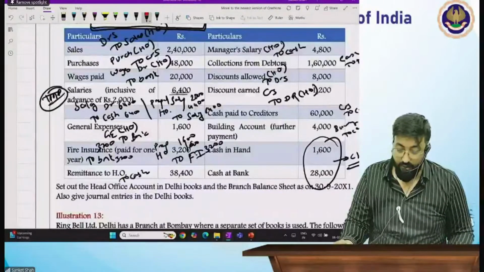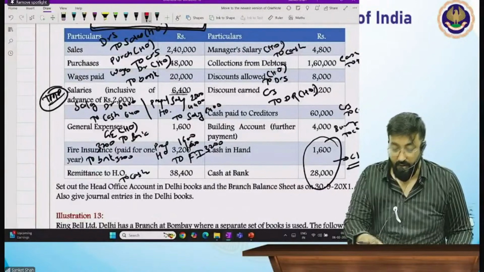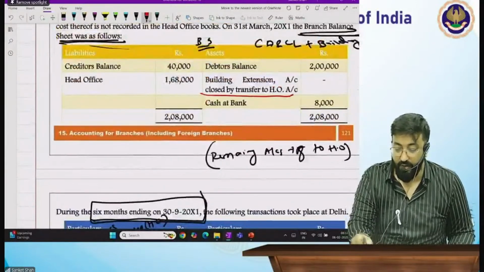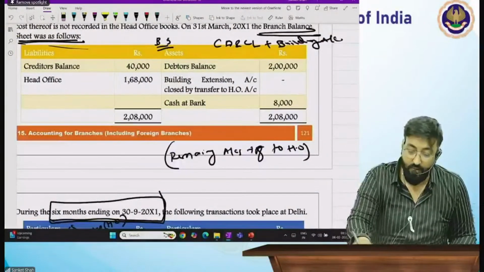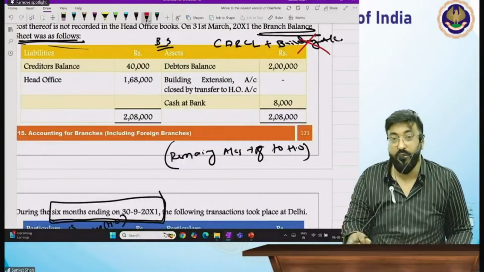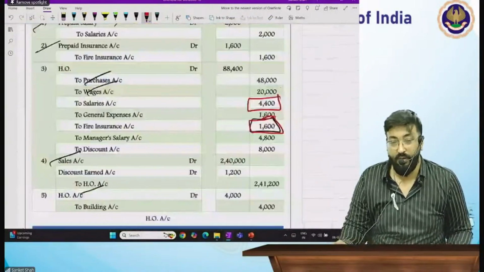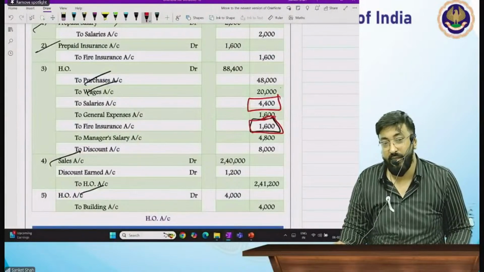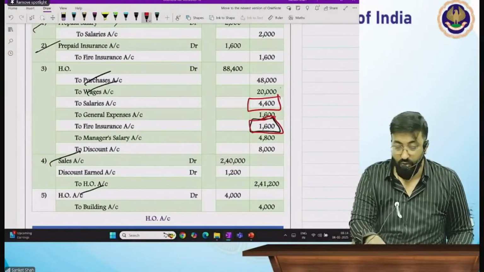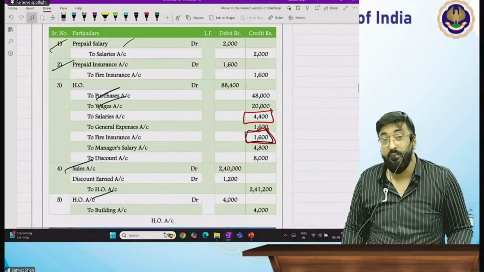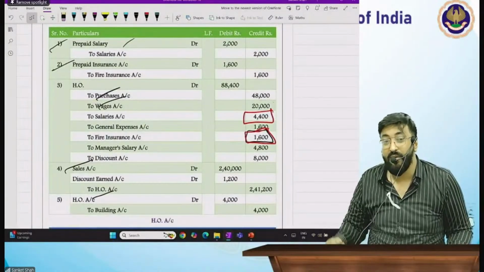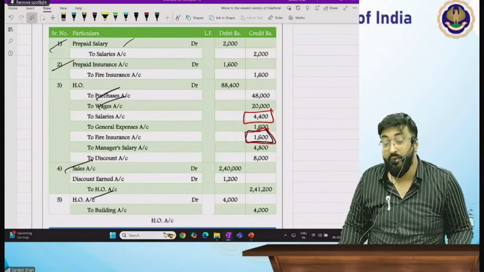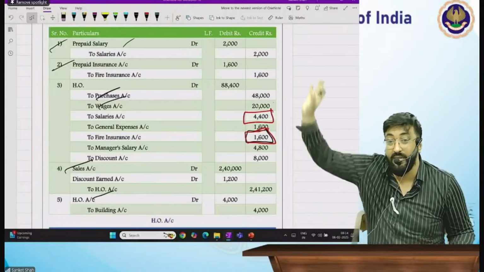And HO account debit to building, because building is already closed by transferring to HO. Building account is also transferred. So building account debit to cash and then HO account debit to building. You are not passing every entry, but you are passing only those entries which are getting affected. You are going to transfer it to HO and current assets account you will write it.